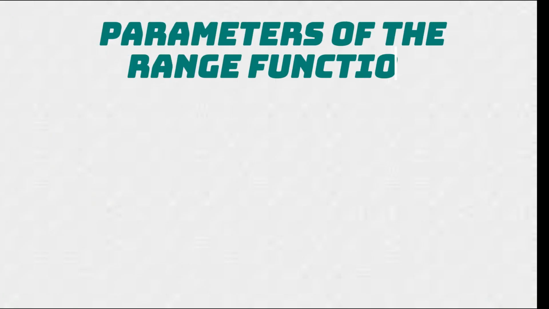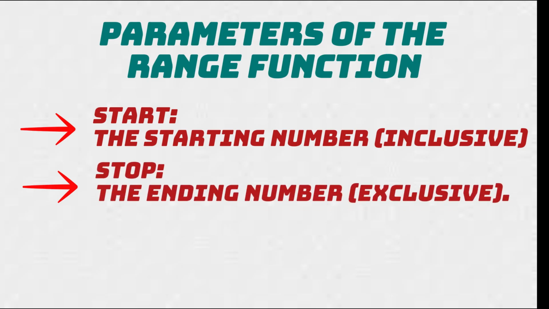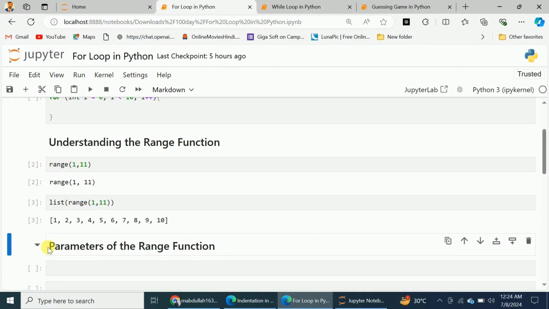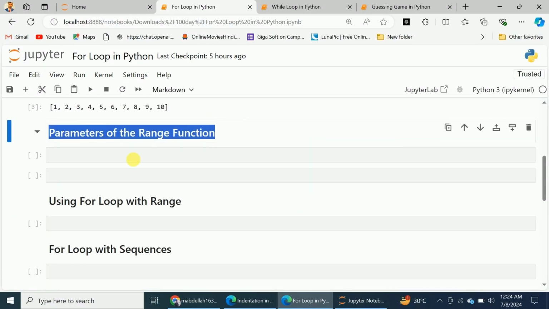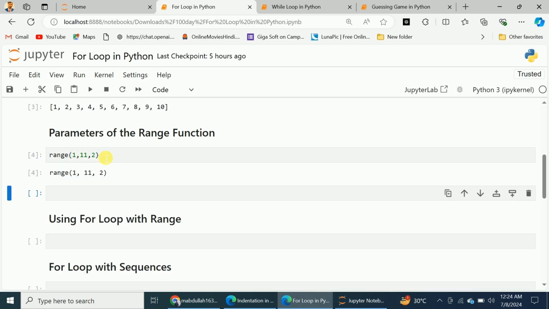The range function can take up to 3 arguments: start, stop, and step. Number 1, start, the starting number, inclusive; stop, the ending number, exclusive. Number 3, step, the difference between each number in the sequence. For example, range(1, 11, 2). The output is 1, 3, 5, 7, and 9. Here the step is 2, so the numbers are 1, 3, 5, 7, and 9.